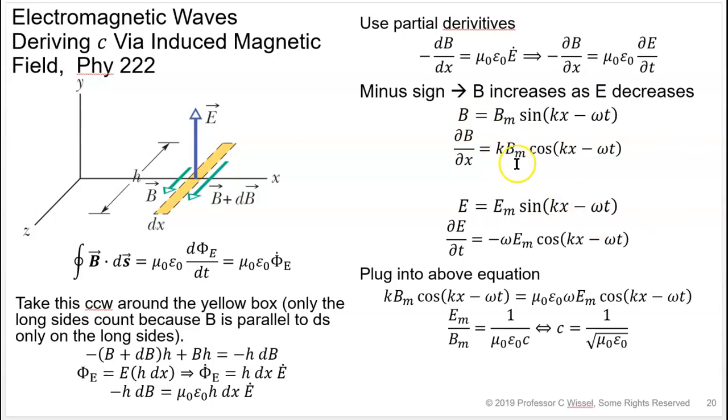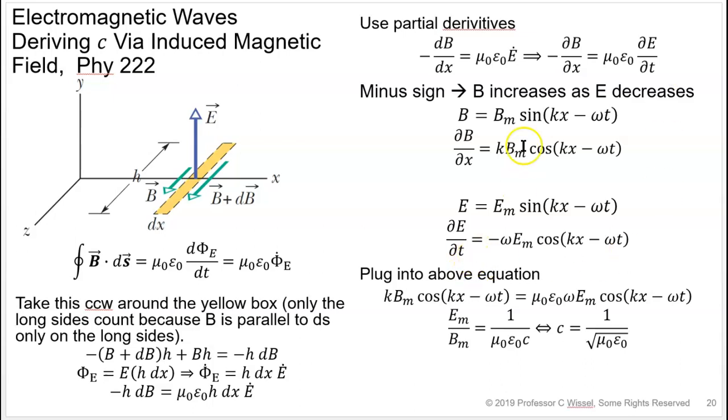That will equal k times B max times the cosine of kx minus omega t. We take E equals E max times the sine of kx minus omega t, and we're going to take the partial with respect to time. When you do that, you wind up with minus omega times E max times the cosine of kx minus omega t. Now, E max and B max are just the amplitudes of the wave. Then we're going to plug it into this equation and equate them.